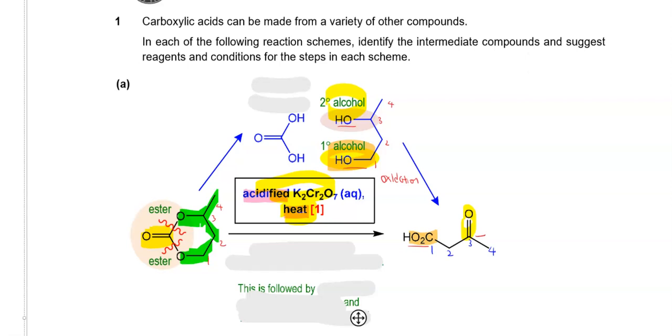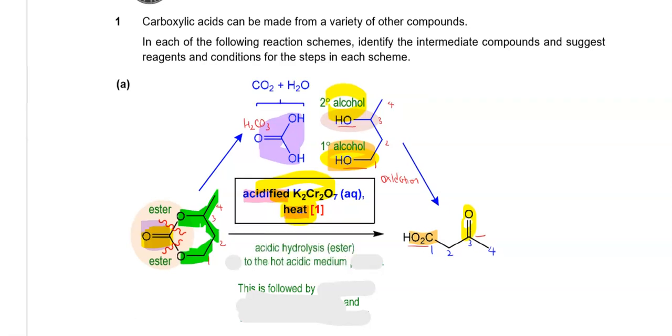So you must be wondering, what's the other side product? The other side product is actually this carbonic acid. You can take a closer look at the formula. It's H2CO3. It's essentially water and carbon dioxide dissolved together. So when you do oxidation using dichromate in the acidic medium with heat, this will result in both acidic hydrolysis of the ester, so that's the first part, followed by the oxidation of your alcohols, secondary to ketone, primary to carboxylic acid. Okay, so that's question 1A.